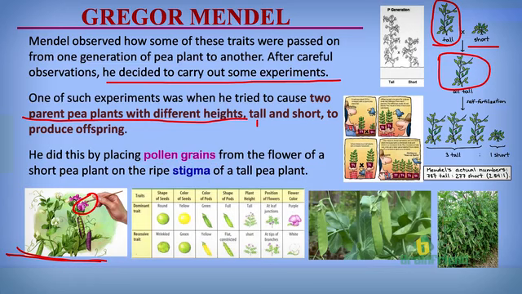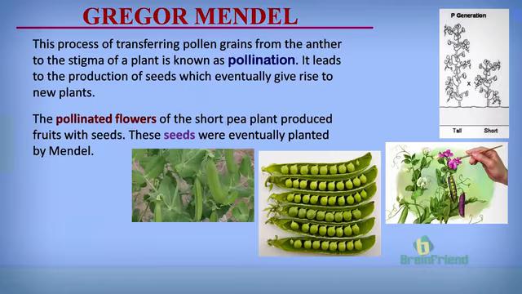So he took pollen grains from the anther of the flowers of the pea plant, and he placed them on the stigma of the short one. Or we can say he took the pollen grains from the tall plant and placed them on the short one, or from the short plant and placed them on the tall one. However he did it, he caused pollination to occur. After that process, the flower of that plant was pollinated.